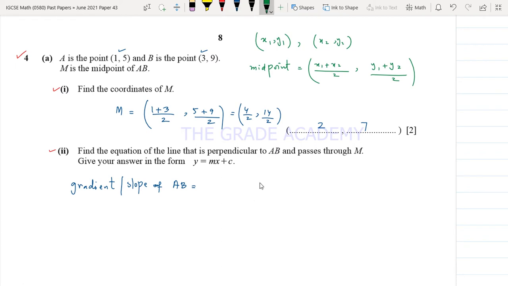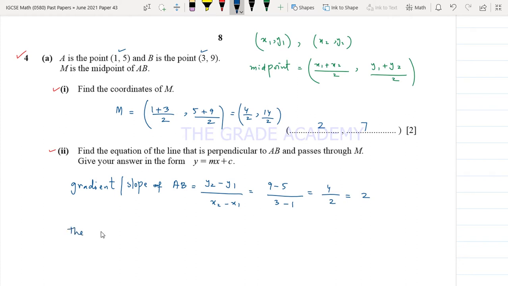So what is the formula for gradient? If we have 2 points (x1, y1) and (x2, y2), then the gradient of the line that connects these 2 points is given by the formula y2 minus y1 over x2 minus x1. So this is the gradient formula. From this formula, from the points (1, 5) and (3, 9), we get the gradient as 9 minus 5 over 3 minus 1, which is 4 over 2, which is equal to 2. So the gradient of AB is 2.